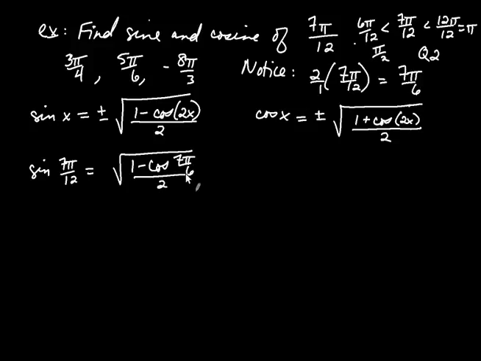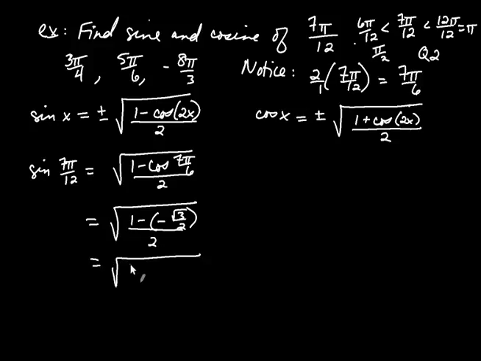Over 2. That's the important point, that this is double that. And the reason that's relevant, of course, is because cosine of 7 pi over 6 is something we know how to handle. So this is going to be the square root of 1 minus, let's see, cosine of 7 pi over 6 is going to be negative, right? It's going to be negative root 3 over 2, and then all over 2. So this is the square root of 1 plus root 3 over 2, all over 2.